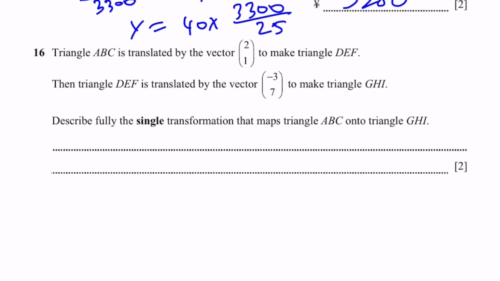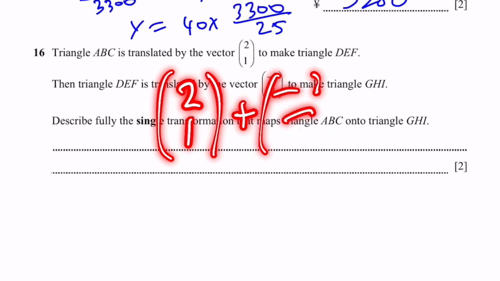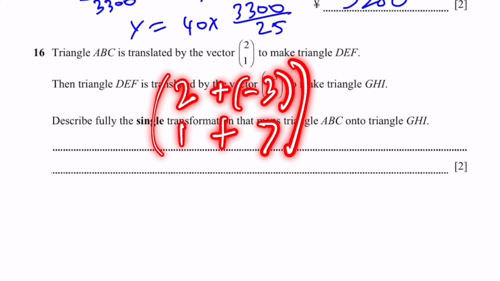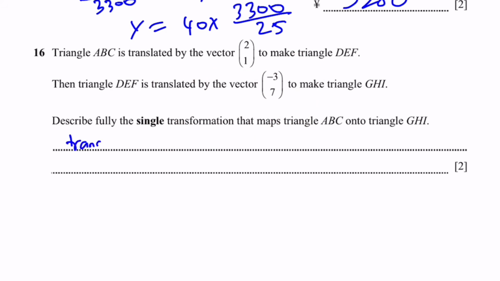Triangle ABC is translated by the vector 2, 1 to make triangle DEF. The triangle DEF is translated by the vector minus 3, 7 to make triangle GHI. Describe fully the single transformation that maps ABC onto GHI. Well, we just add up the two translation vectors. That's quite easy, right? 2, 1 plus minus 3, 7. Just means that we add the x parts of the vector and then add the y parts of the vector. So that's just going to be translation by vector minus 1, 8. That's our answer.